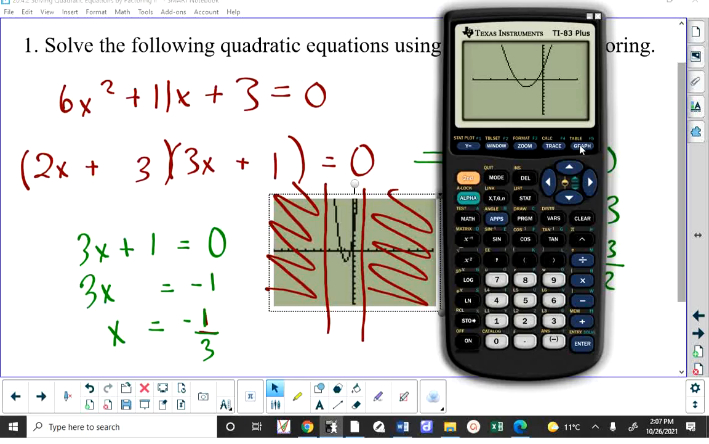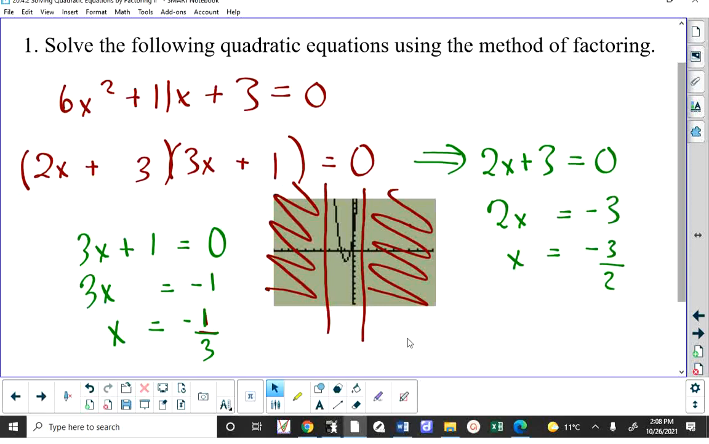If we find the first x-intercept by going to our calculate menu and choosing 0, we can scroll to the left of it, hit enter, scroll to the right, hit enter, hit enter. You're going to get negative 1.5. We did talk about this somewhere. Don't worry about that 1e negative 12. Now, negative 1.5 is negative 3 over 2, which was one of our solutions.